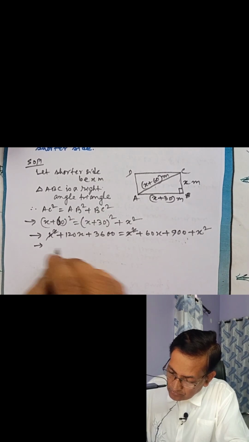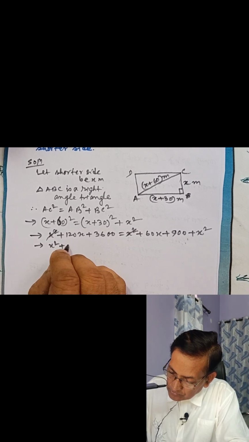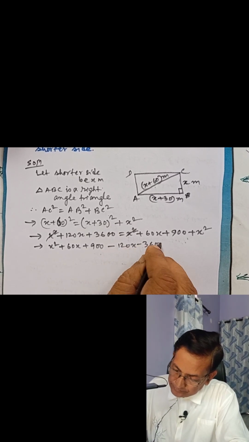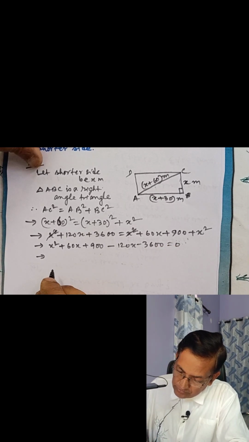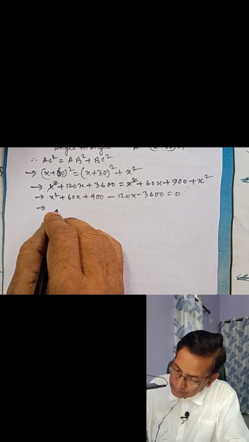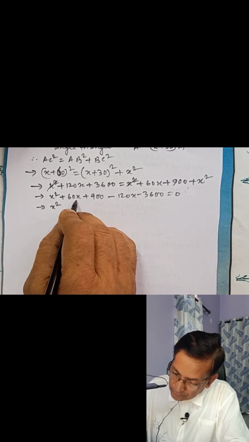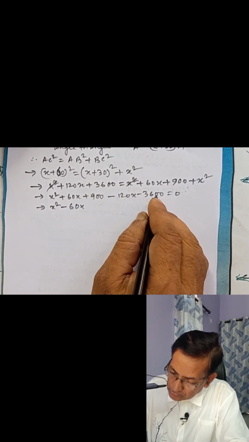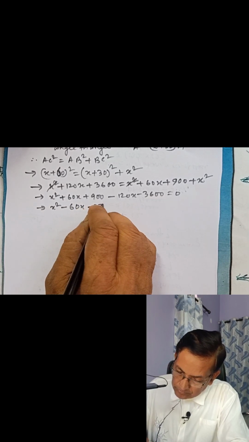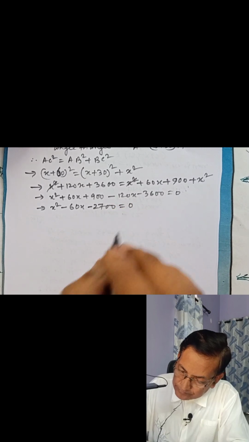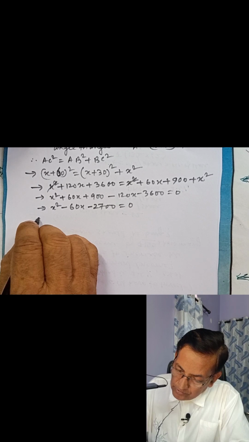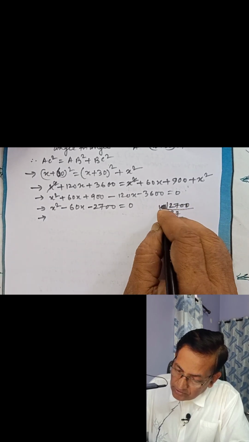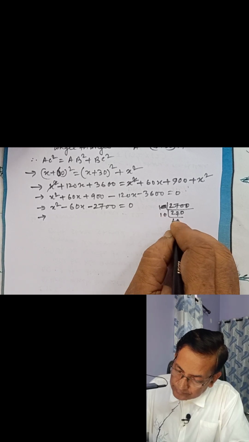Then x square plus 60x plus 900 minus 120x minus 3600 is equal to 0, or x square, 60x minus 120x is minus 60x, plus 900 minus 3600 is minus 2700, is equal to 0. Or, 2700 factorize: 10, 27.